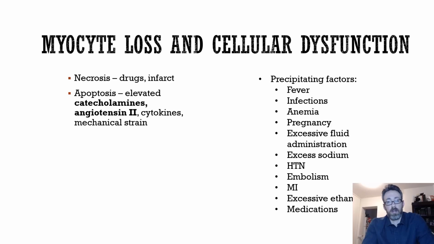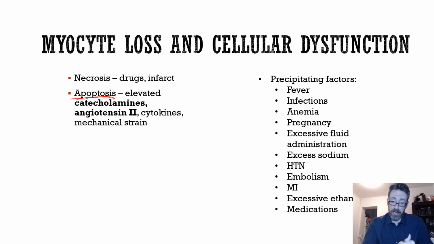So, in terms of this failure of the heart, we have myocyte loss and cellular dysfunction, right? There could be necrosis due to drugs or an infarct. What's interesting here, though, is you could have apoptosis. Okay, so let me just color here. We could have apoptosis of some of the muscle wall, which can cause it to weaken. And interestingly, here's the problem.